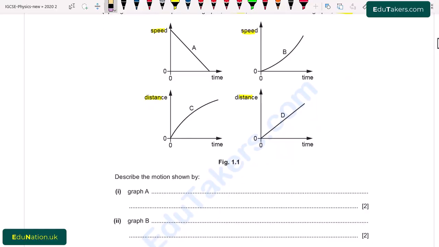Describe the motion shown by graph A. Here you can see in graph A that speed is decreasing with time. And when speed is decreasing with time, it means that there is a deceleration. We know that the slope of a speed-time graph gives the acceleration, so this graph gives us the deceleration. We also talk about the gradient, and you can see here that the gradient remains constant. So this graph is basically a constant deceleration. I write here.